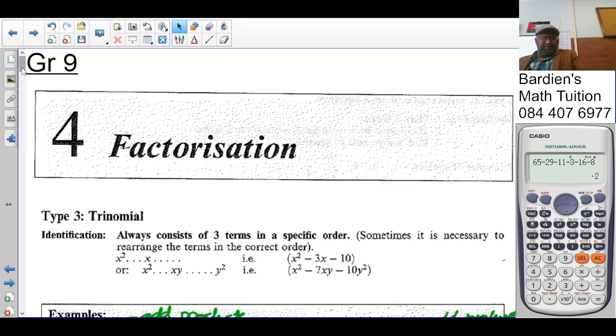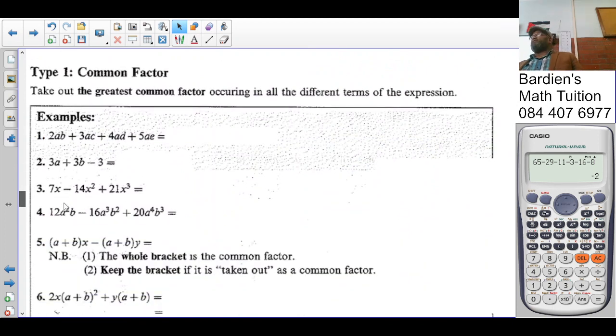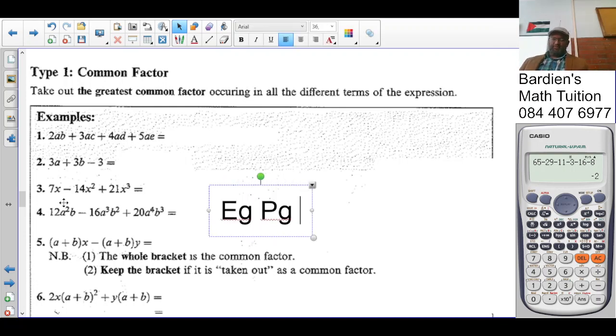Okay, good afternoon. So today we're looking at factorization. We said we're going to restart our factorization from a different textbook. So we're doing factorization from the Study and Master. This is the examples on page 39.